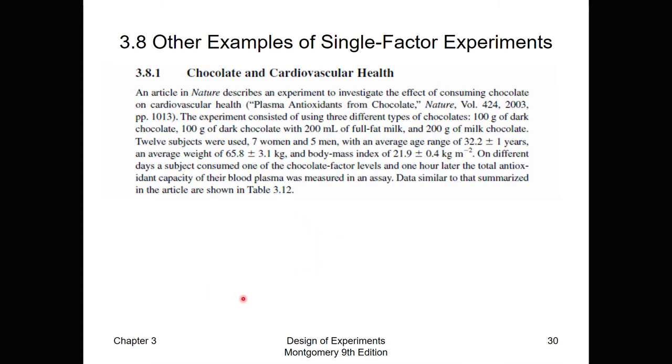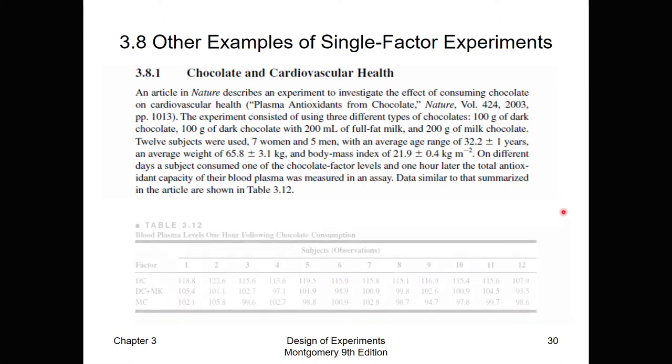But long story short, we're looking at the effect of consuming chocolate on cardiovascular health. Note again, this is a case where we're doing manipulation of a variable. So the types of chocolate we're manipulating are dark chocolate, dark chocolate with milk, and then milk chocolate. And we're also fixing some variables: fixing the age to a certain range, the weight to a certain range, and the BMI to a certain range.